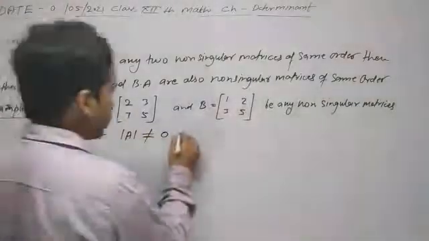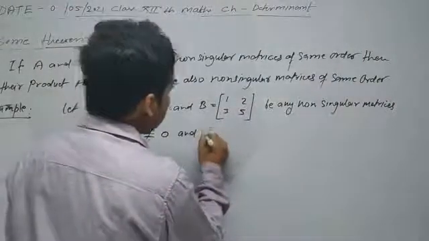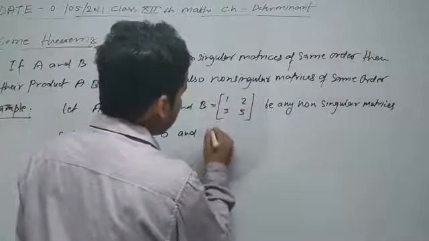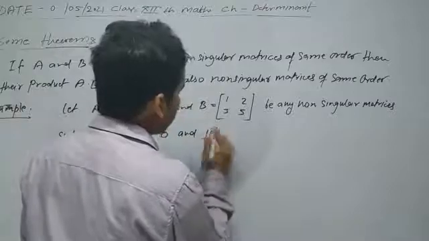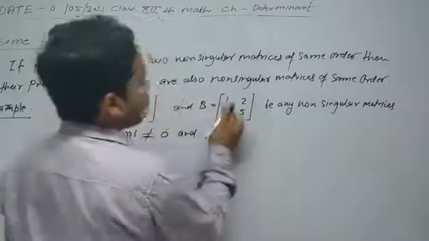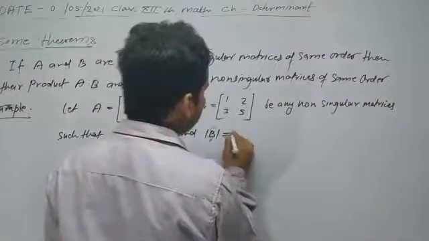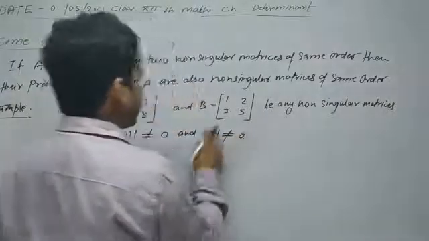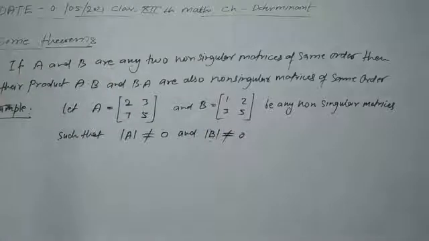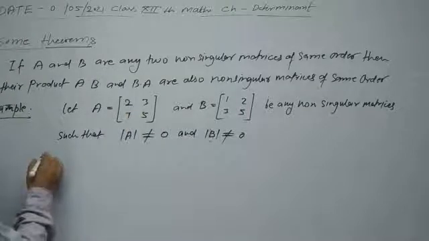And for B, 5 1s are 5 minus 6, that is minus 1, that is also not equal to 0. This is given. So we have to prove the products AB and BA are also not equal to 0. So calculate AB.